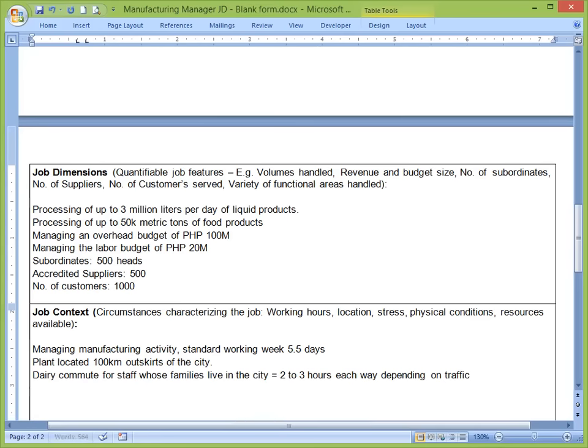Okay, so what's next? Processing plant, just one C.